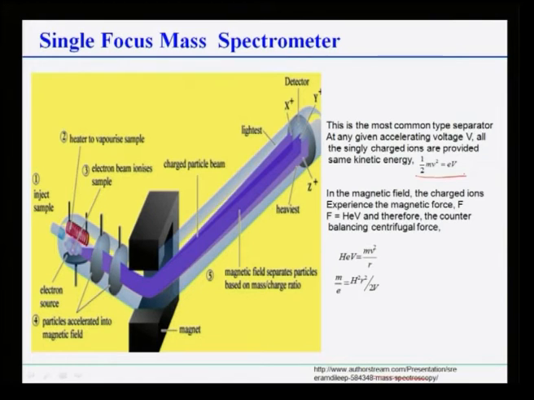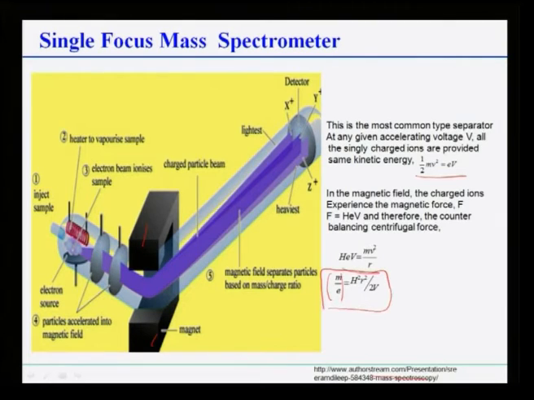Now if you allow these charged accelerated pieces to pass through a magnetic field, which is shown here, this is the magnet, the charged ions will experience a magnetic force, and this magnetic force is given by HeV, where H is the magnetic field strength. So this magnetic force is balanced by the centrifugal force, obviously. That means we can write HeV must be equal to the centrifugal force, that is mv square by r. So you get m by e is equal to H square r square by 2V, straightforward.